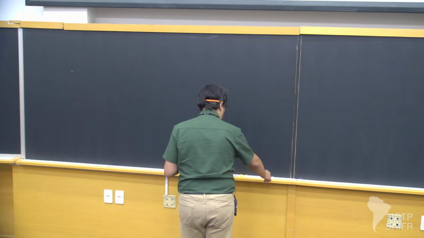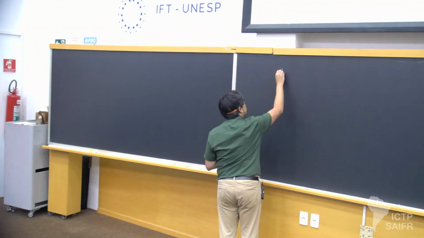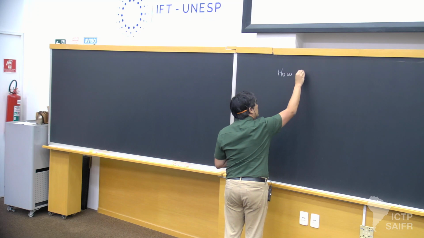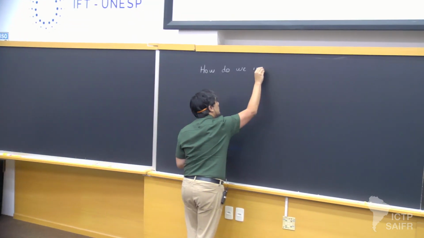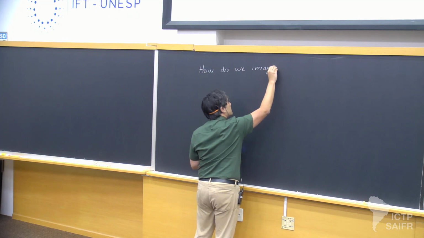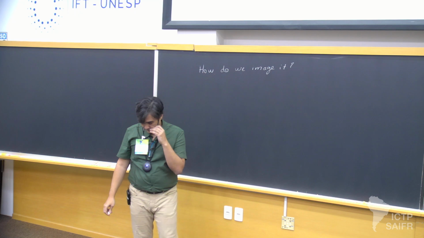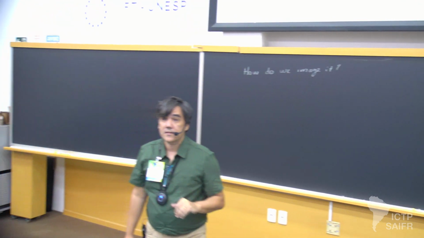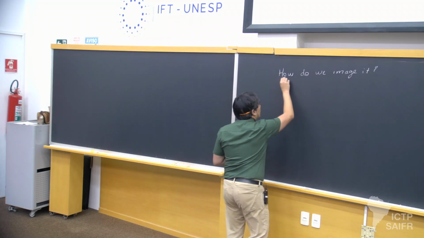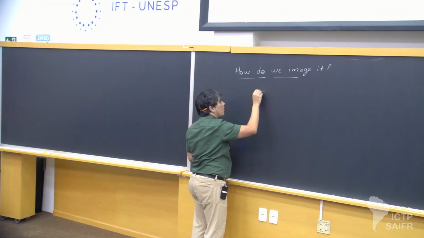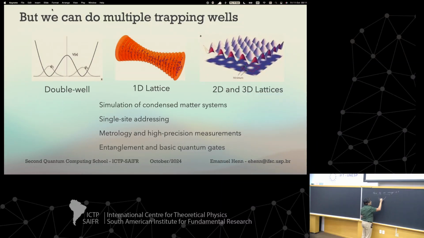And it's the following. How do we image our BEC? It's as simple as taking a picture. We have the cold cloud in a trap. So I have my trap here, and the atoms are just in there.